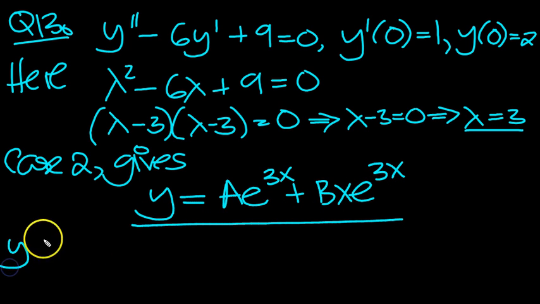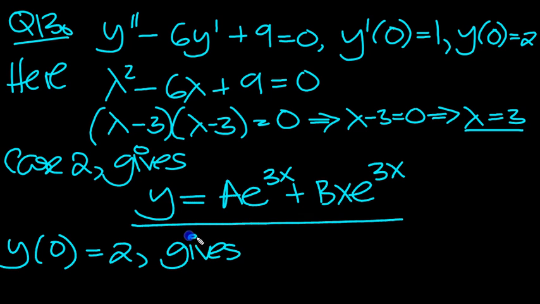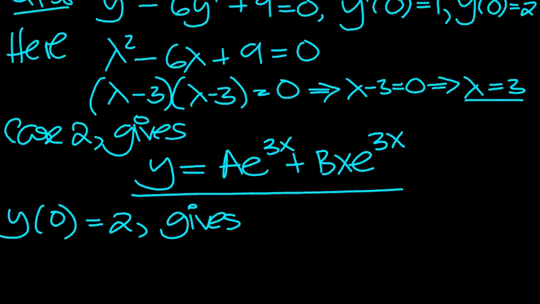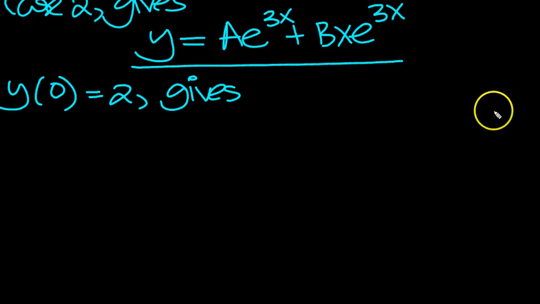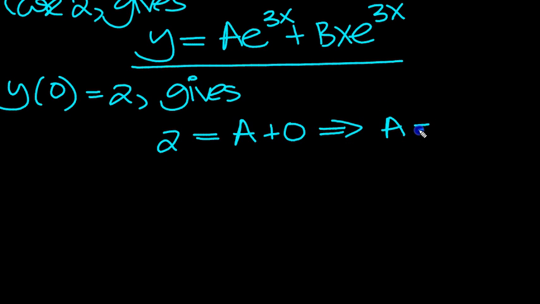So let's input some initial conditions. y 0 equals 2. Let's put that one in first. So when x equals 0, y equals 2. x is 0, e to 0 is 1, so that's just a times 1, which is a. And x is 0, so we'll get a 0 here, won't we? So a is 2. Now we need y dashed.